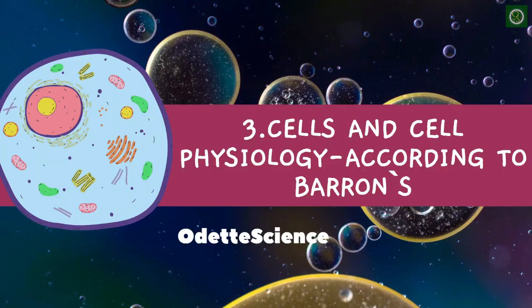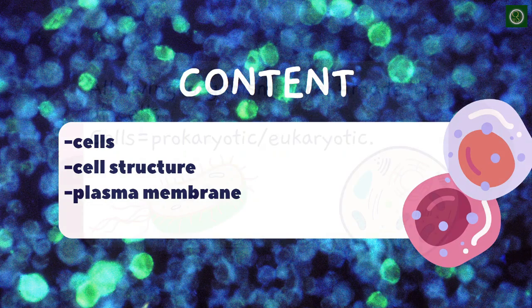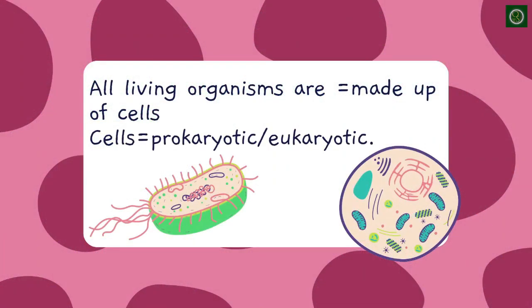We will start a new chapter about cells and cell physiology. We will talk about cells, cell structure, and methods of permeation through the membrane. All living organisms are made up of cells. This can be called the cell theory. Cells can be prokaryotic or eukaryotic.